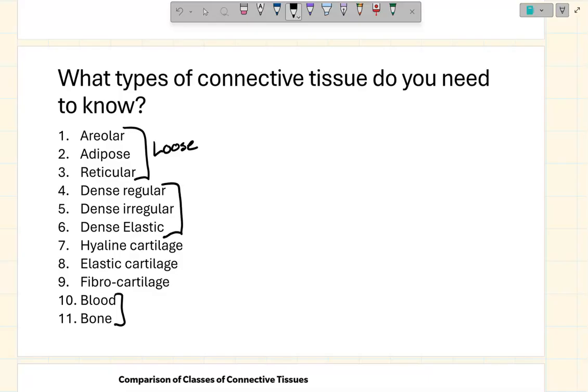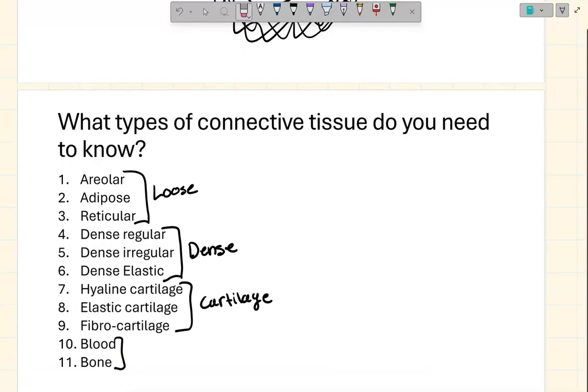Then we have dense connective tissue. This is another subtype. Then we have cartilage. A proper refers to like these. So loose and dense, and then cartilage, and then blood and bone. So sorry, proper is actually encompassing both loose and dense connective tissue.